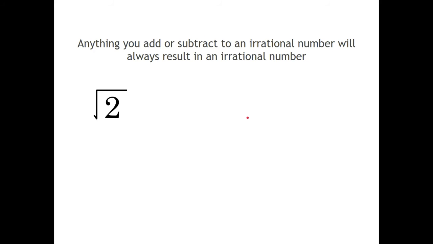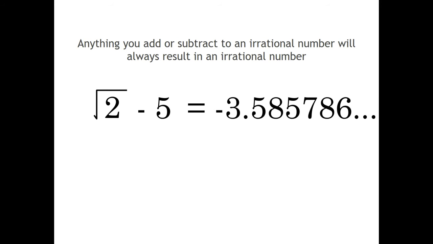Say radical 2. Radical 2 is going to be an irrational number because it's not a perfect square. There's no integer that multiplies by itself to give the number 2. 1 times 1 is 1, not 2. So it's not a perfect square, and therefore it results in an irrational number. Whatever you add or subtract to radical 2 will always result in an irrational number, no matter what you add or subtract to that number.